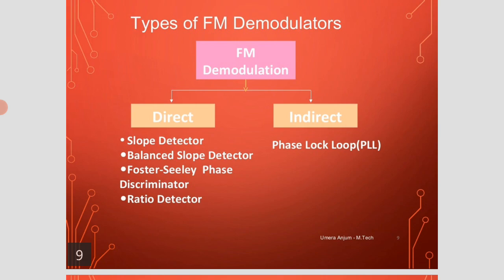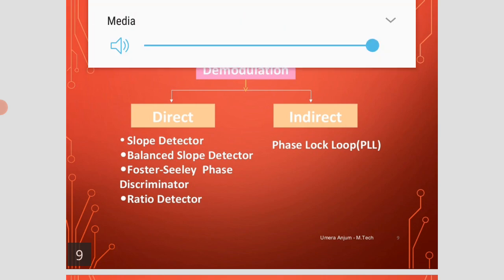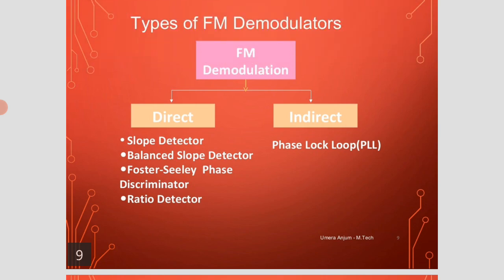In the last video lecture, we saw FM demodulation. In this video lecture, we see the types of FM demodulators. In FM demodulation, there are two types: direct method and indirect method. In the direct method, there are four types: slope detector, balanced slope detector, Foster-Seeley phase discriminator, and fourth is the ratio detector. In the indirect method, the phase lock loop (PLL) is a type of demodulation. Firstly, we see the direct method.